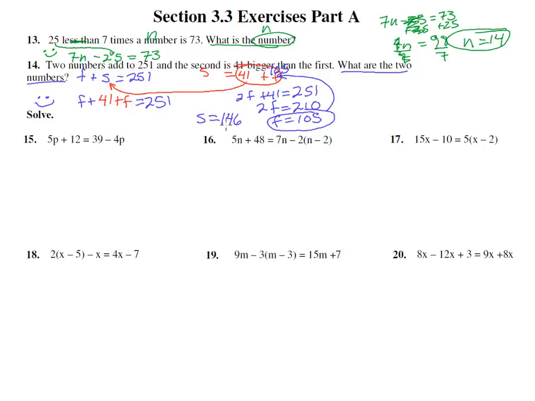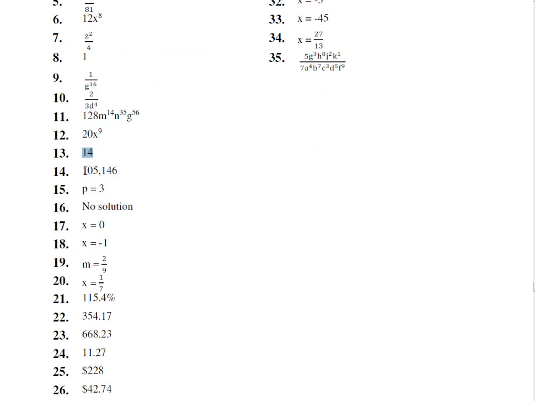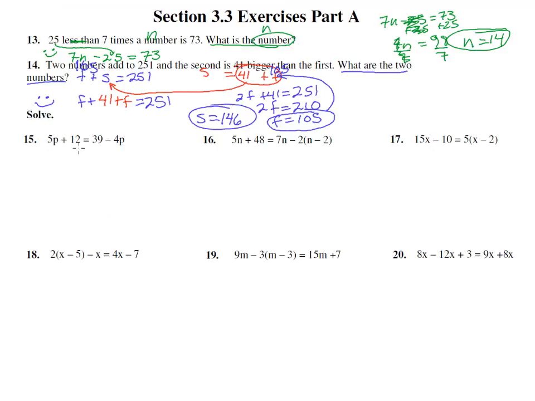So 41 plus 105, the second one must be 146. And you can check. You could do the other thing and say, hey, if the first one is 105 and they add to 251, let's subtract them, and we'd get 146. Let's check that answer. They are 105 and 146. Good.